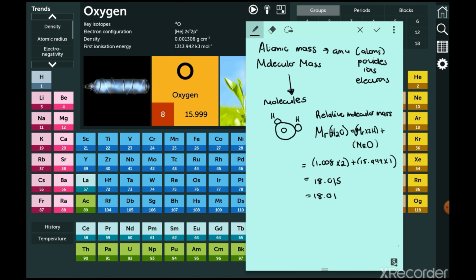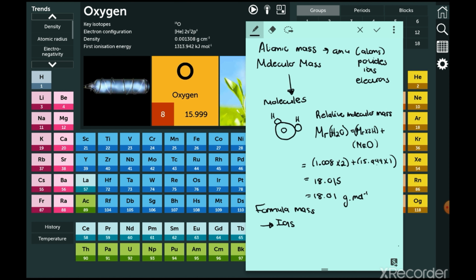If you were referring to just plain and simple your molecular mass, then you would put your unit and you would say that would be grams per mole. Okay, so that was molecular mass. Now there's another type of mass known as a formula mass. Now, formula mass refers to ions. Okay, so molecular mass refers to molecules, and now we're going to look at ions.